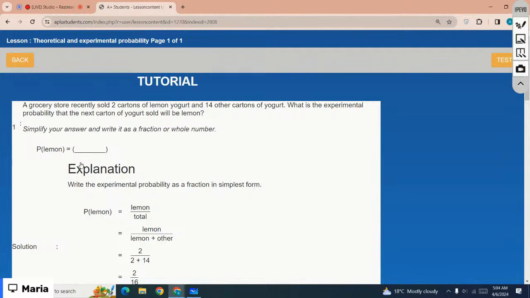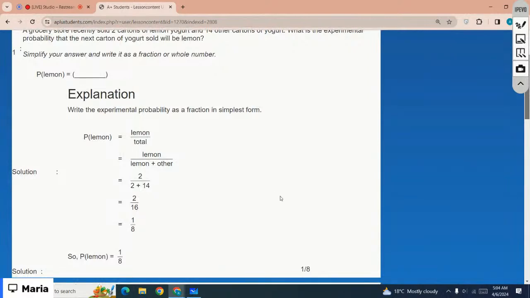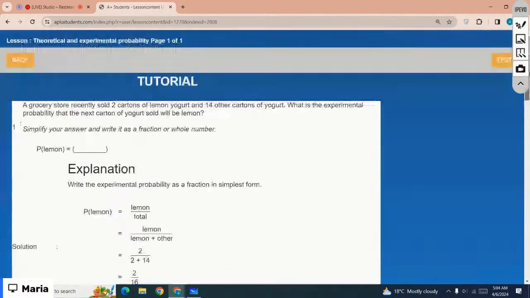So you have to calculate the probability of lemon. Probability of lemon equals the outcomes for the lemon divided by the total outcomes. You have only 2 cartons for lemon and the total outcomes are 16. So that would be 2 over 16, and you can write the answer in the simplest form. So that would be 1 over 8. See here it is 1 over 8. Let's just start with the practice questions.